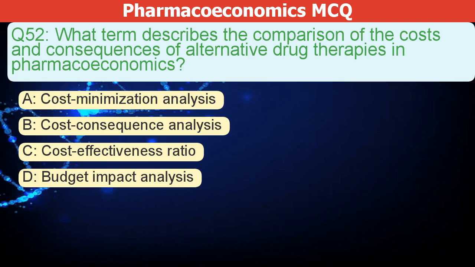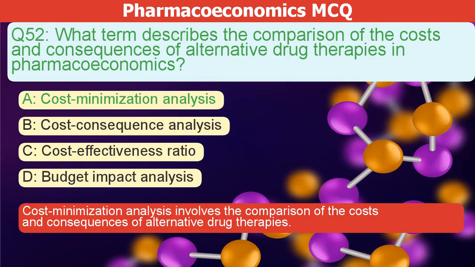What term describes comparing the costs and consequences of different drug treatments in pharmacoeconomics? A. Cost minimization analysis. B. Cost consequence analysis. C. Cost effectiveness ratio. D. Budget impact analysis. The correct answer is A. Cost minimization analysis involves comparing the costs and consequences of alternative drug therapies.